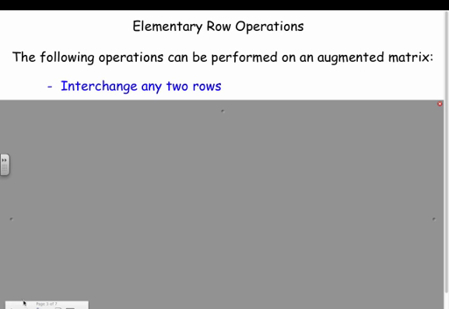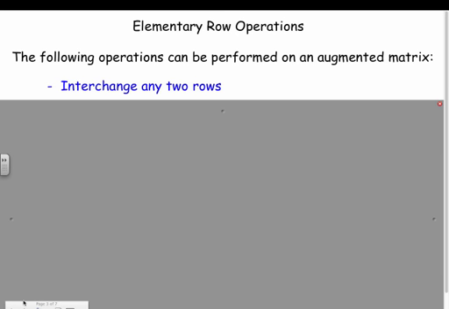Well, there's just some things we got to do to our matrix in order to solve it. And we have some rules we have to follow. And we have some elementary row operations. Basically, we can do the exact same thing that we did to our systems previously, but it just works in a matrix. So first thing we can do, we can interchange any 2 rows.